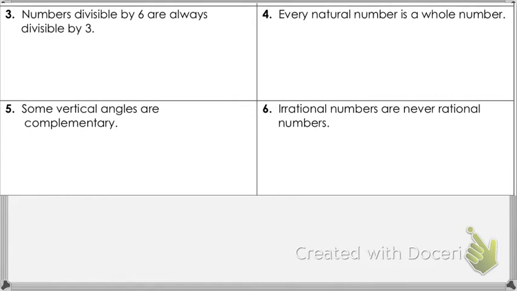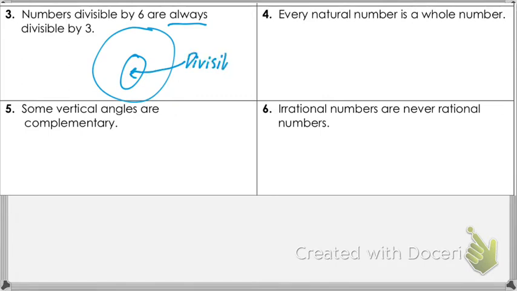Number 3, numbers divisible by 6 are always divisible by 3. So we have an always. So we're going to have one circle inside of another. Okay, so the always is key there. So numbers divisible by 6 are always divisible by 3. So which one is which? Well, divisible by 6 is going to be our inside one.